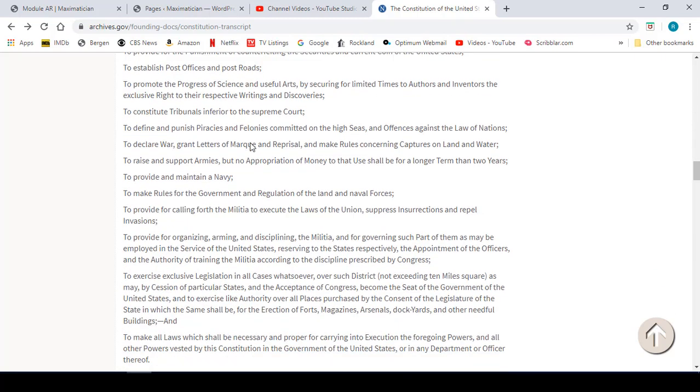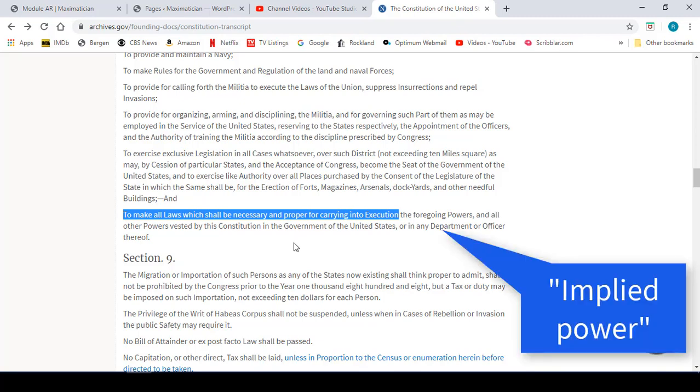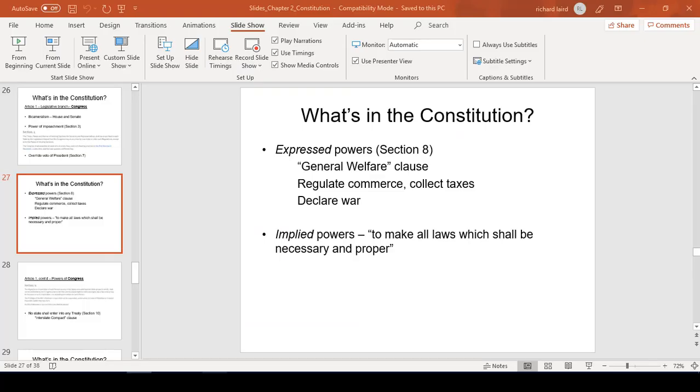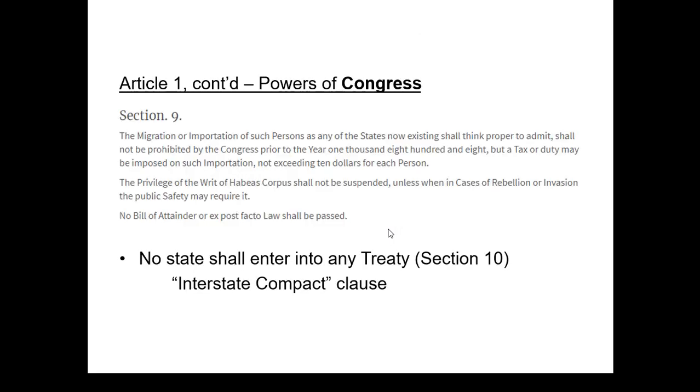At least that was the original intent. And then the last sentence here in Section 8 is also a very important one: to make all laws which are necessary and proper for carrying into execution. This is what's called the Necessary and Proper Clause, which is an implied power to make all laws which shall be necessary and proper. So those are a very important part of Article 1, talking about the legislative branch, Congress.